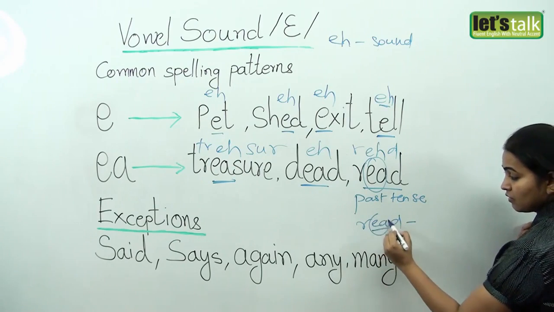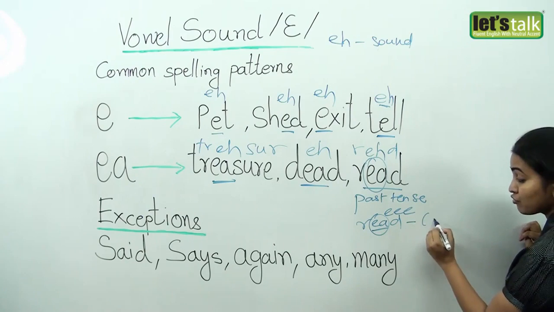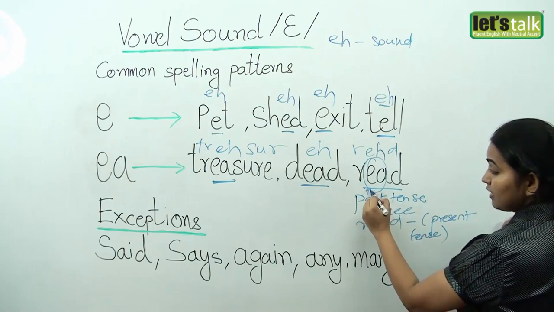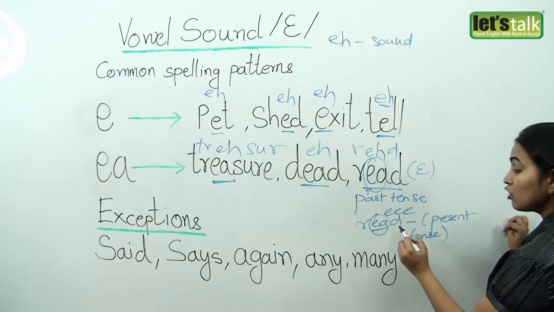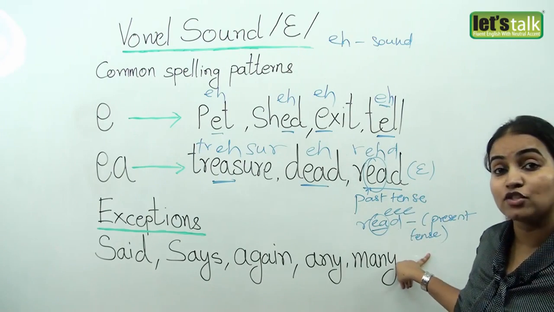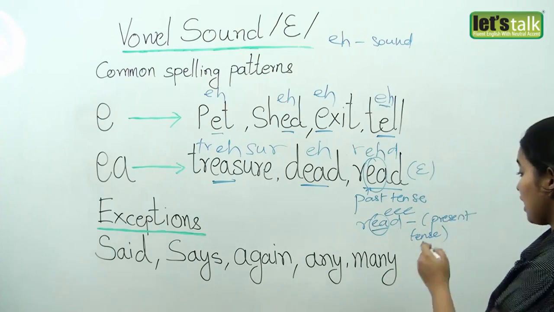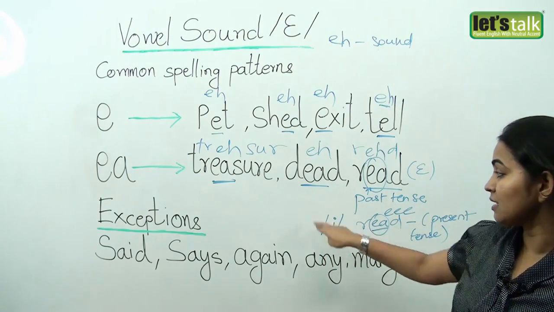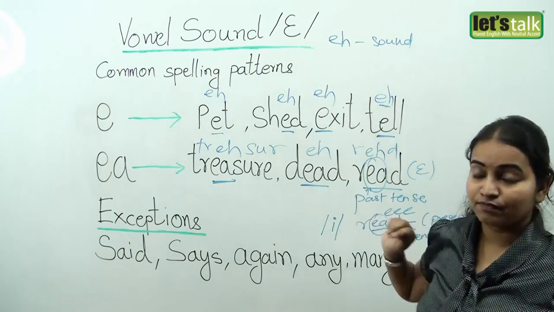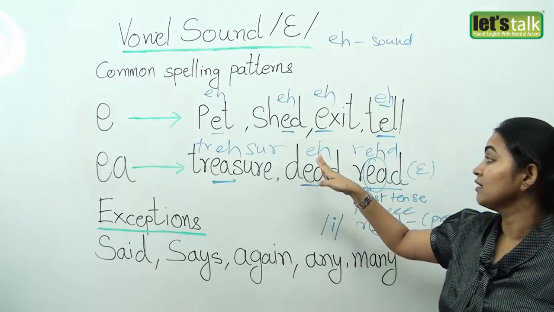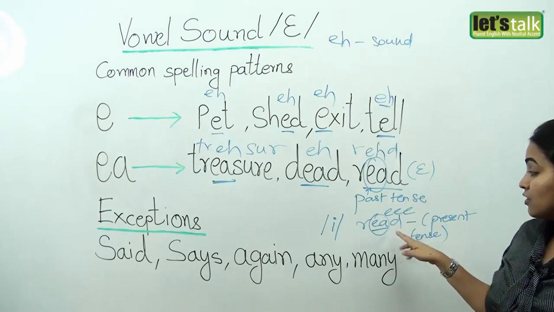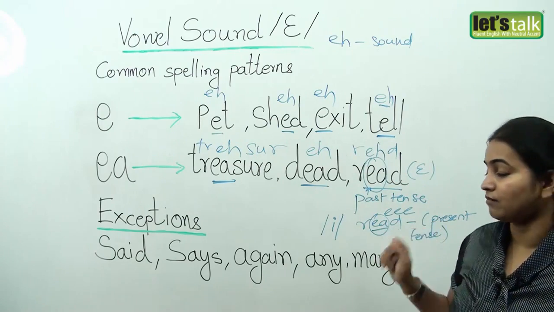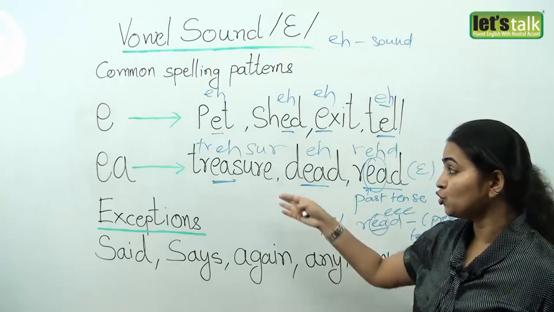So the EA gives me a long E sound in my present tense. This is my past tense, which gives me the short E sound, and the long E is always there in my present tense, which makes it pronounced as read. And the long E symbolizes this. So this is the symbol for the long E, and this is your short E. So we have treasure, we have dead, and we have read. Only the present tense of read is pronounced with the long E, but otherwise it is the short E. Like I said, there are exceptions to this rule.